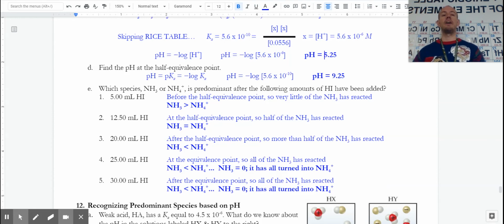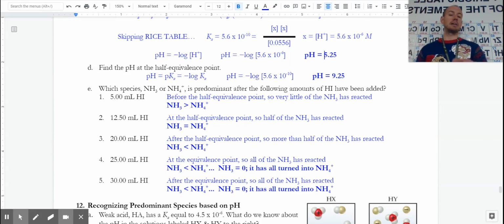In the previous part, we found out that 25 was the equivalence point. That means the ammonia is gone. Not only is the ammonia less than the ammonium, because this will be true for the rest, that ammonia equals 0 and the ammonium is equal to however many moles or whatever the molarity is, based upon the reaction like we did previously. We can find the pH from it. We can do all of that. When I get to 30 milliliters of HI, I still have no ammonia. It has all turned into ammonium.